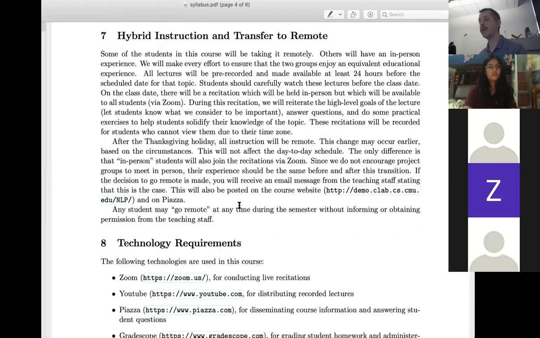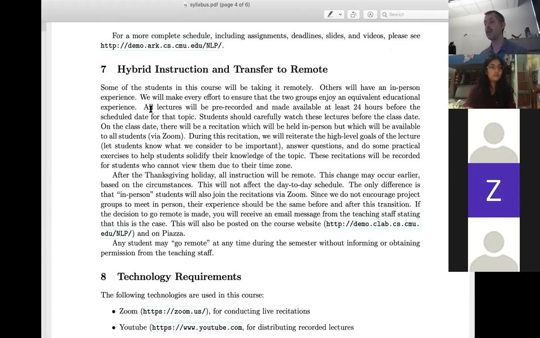Some of what it says here on hybrid instruction may not apply, because we probably will have enough time to complete the lectures during the allotted time now that the schedule changed a little bit. So we won't do pre-recorded lectures, but we will record all of the lectures and post them online if you're not able to be there synchronously. After the Thanksgiving holiday, everything will be remote. The change may come earlier, depending on circumstances.